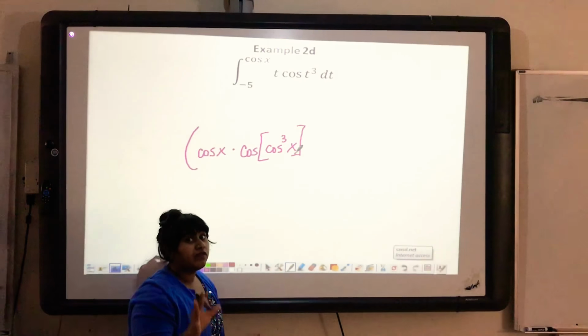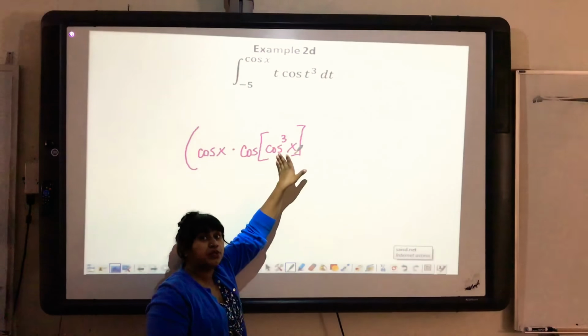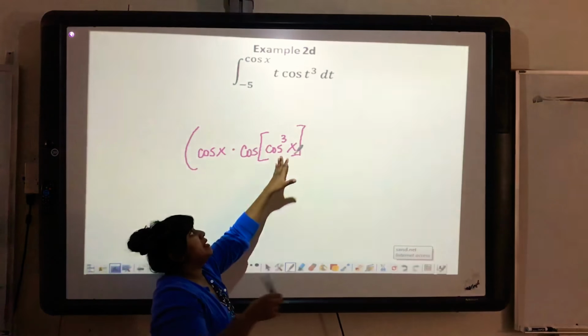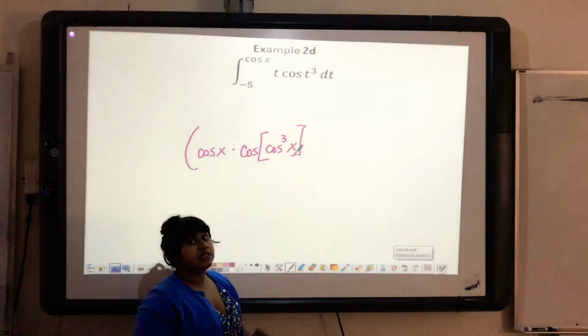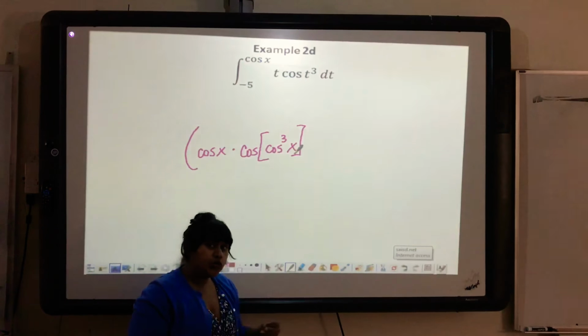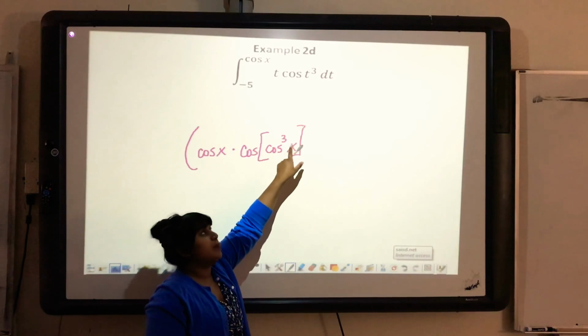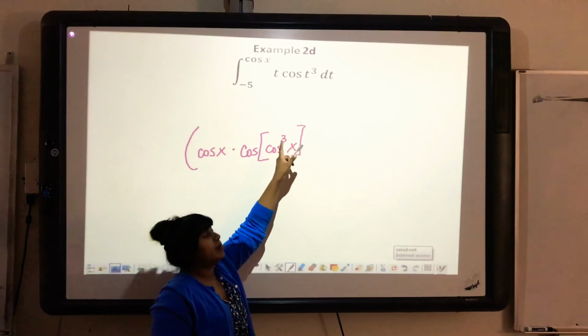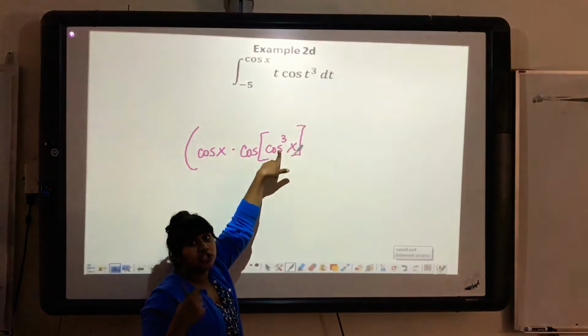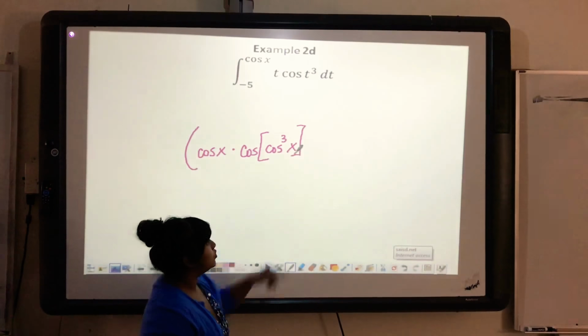I want to remind you guys about trig notation. I want to make sure that my t was cubed, and since I'm replacing t with cosine x, my cosine has to be cubed. I want to make sure we don't accidentally cube our x. If I put the cube right here, it would have been x cubed, but I put the cube right here attached to my trig, so that means cosine is cubed.